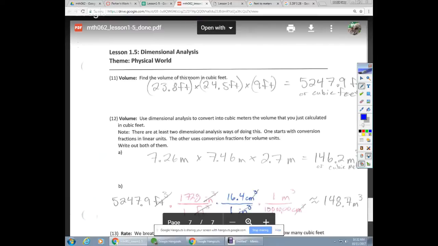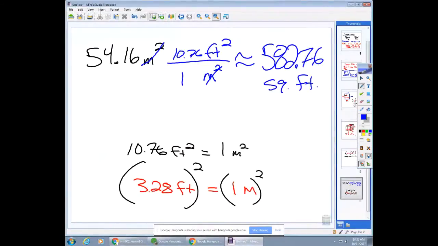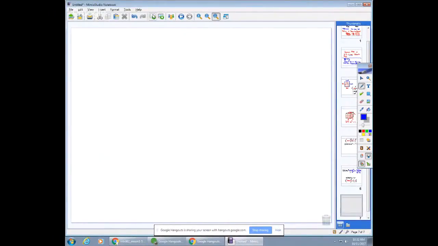Okay, so let's do number 12B together. 5,247.9. So we're going to need that cheat sheet. 5,247.9, and that was cubic feet. And I want to convert that to cubic meters with some conversion factors.